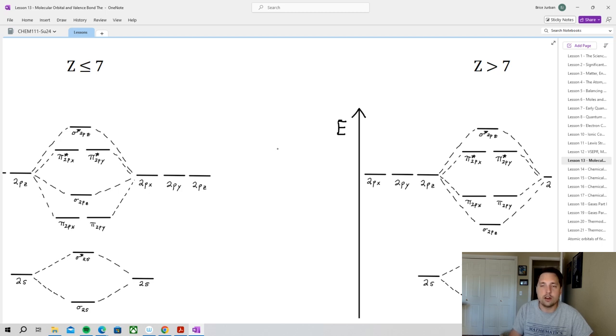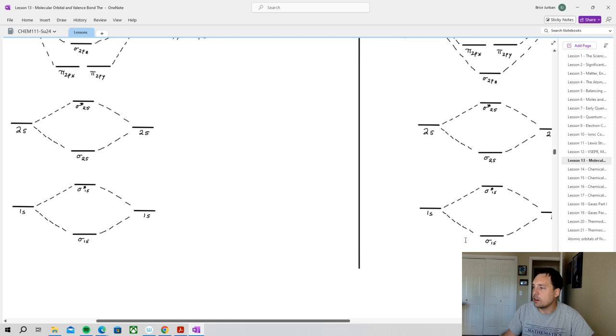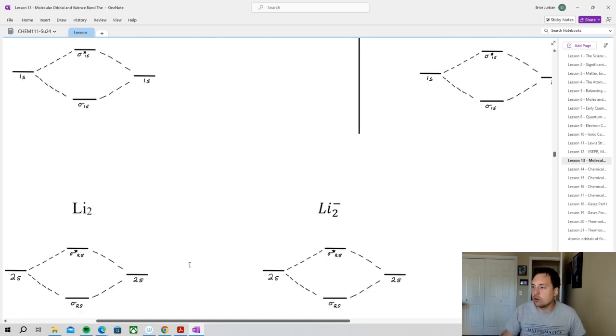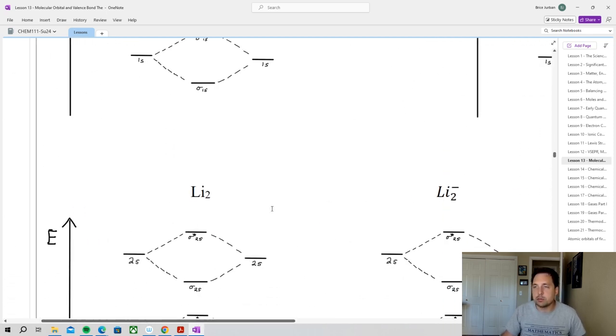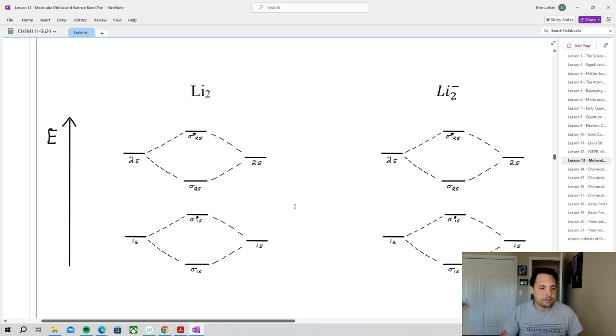These antibonding orbital energies stay relative to each other the same, and then everything else is the same. All right, so I like to just work through a bunch of examples on these. I think it's the easiest way to do it. If we look at diatomic lithium as our first molecule of the second period, we can determine whether this is a stable molecule or not.